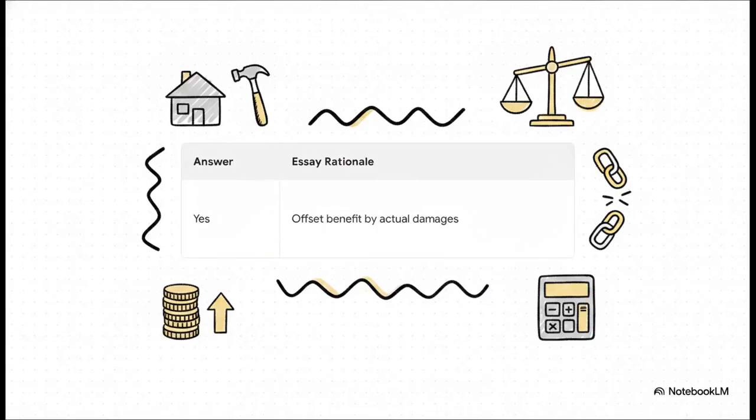The answer? Yes. And here's exactly how you'd write the essay. Under the modern trend of Restatement 374, a breaching party is not an outlaw. They can recover in restitution to prevent the homeowner from being unjustly enriched, but the court's going to offset the math. We take the $5,000 benefit conferred, subtract the $1,000 in actual damages caused by the breach, and the breaching contractor recovers $4,000. Boom, full points.